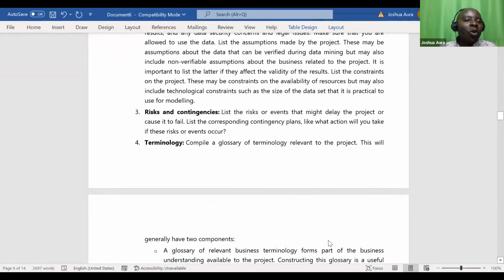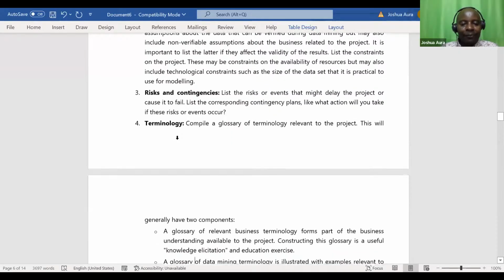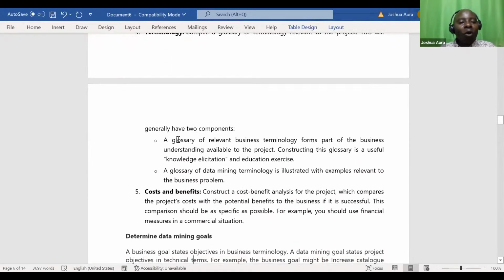Risks, it's very important. What may go wrong? List the risks or events that might delay the project or cause it to fail. List the corresponding contingency plans, like what action will you take if the risks or events occur. Terminology: it is good to have lists of, for example, abbreviations, the glossary, very important. You must do a cost-benefit analysis. How much will it cost us? What is the value that we shall derive? Remember, one of those 5 V's is the value. What value are we going to derive out of this data mining?